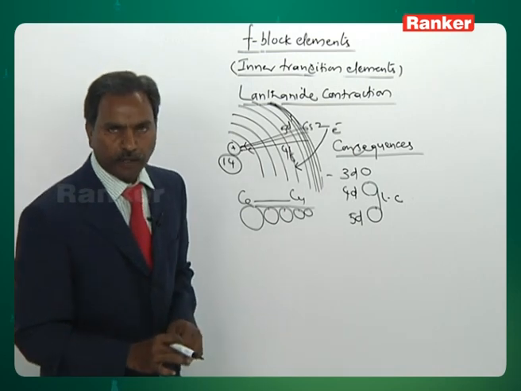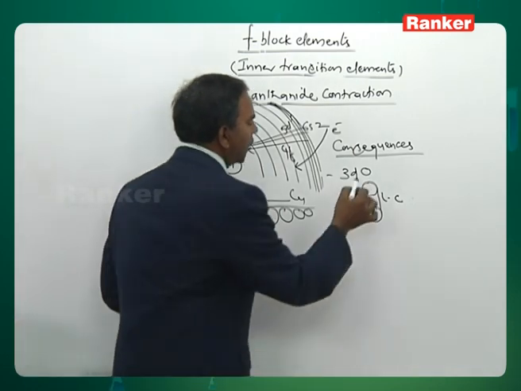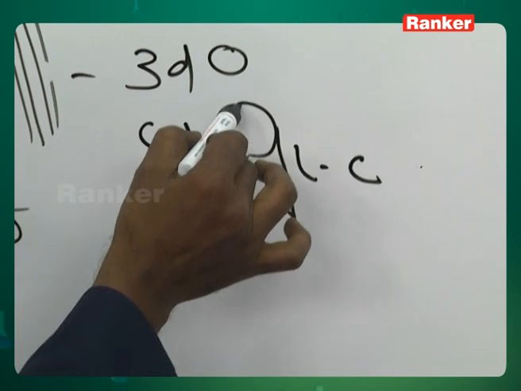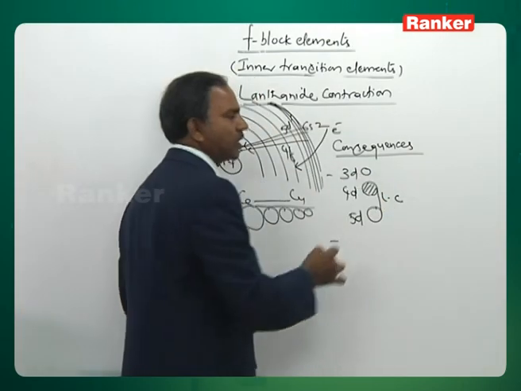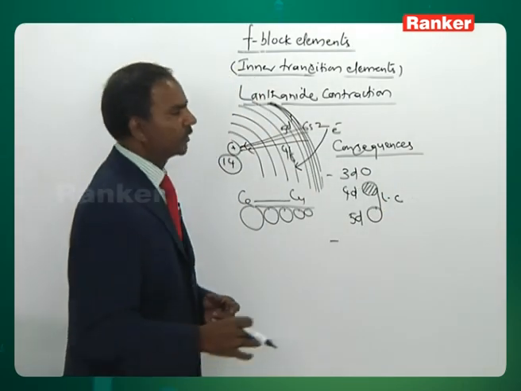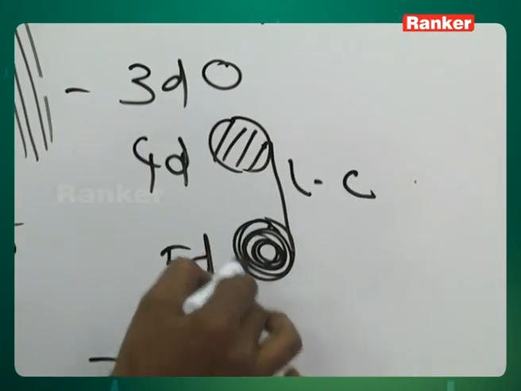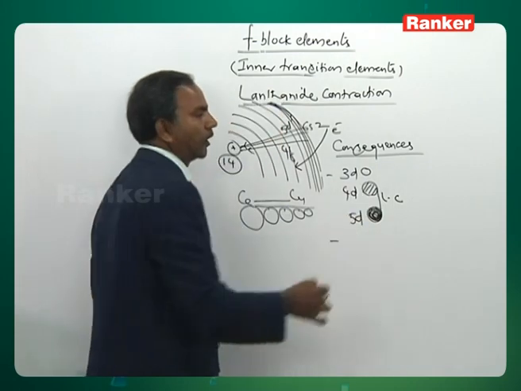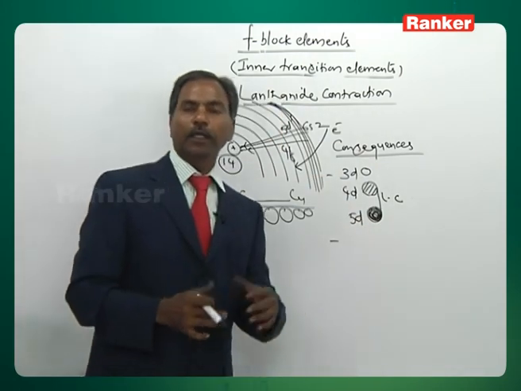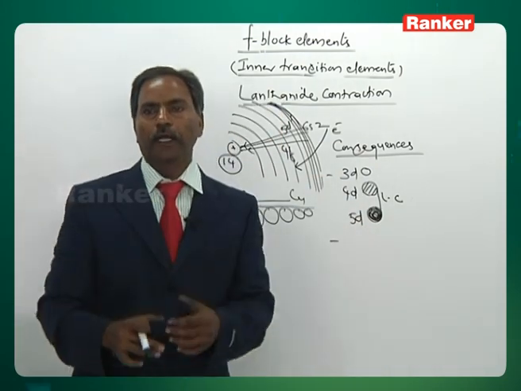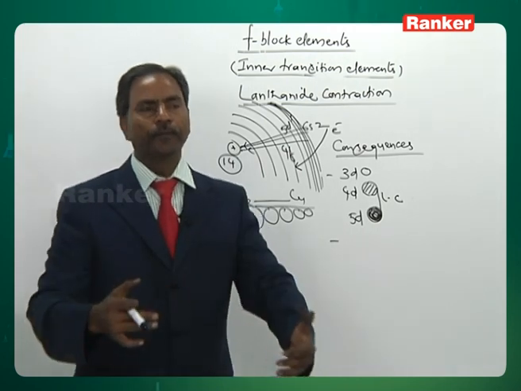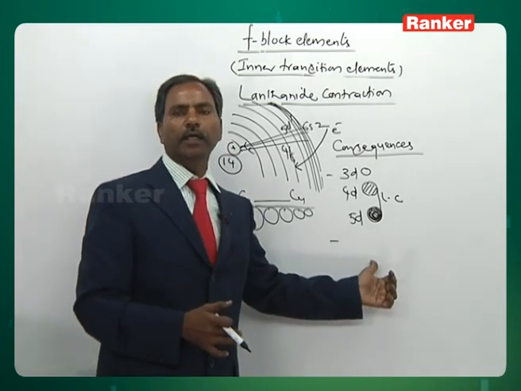Next, 3d to 4d, the density is gradually increasing. But 4d to 5d, the density is almost becoming double. 3d to 4d is a normal increase in density, but 4d to 5d, the density is almost becoming double. It is also due to the lanthanide contraction effect.